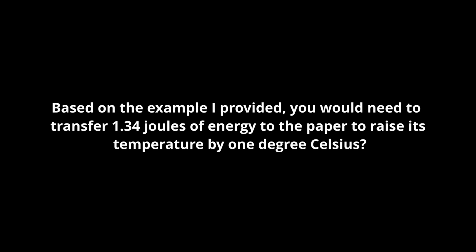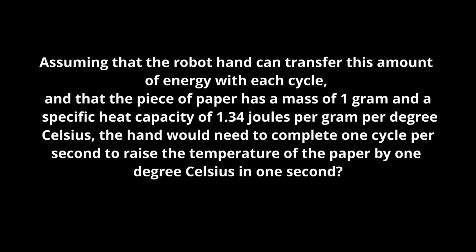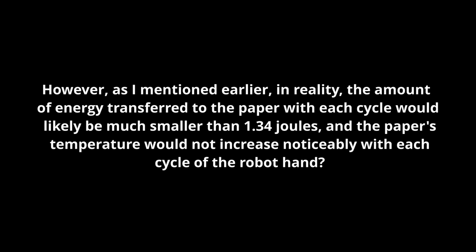Based on the example I provided, you would need to transfer 1.34 joules of energy to the paper to raise its temperature by 1 degree Celsius, assuming that the robot hand can transfer this amount of energy with each cycle, and that the piece of paper has a mass of 1 gram and a specific heat capacity of 1.34 joules per gram per degree Celsius. The hand would need to complete 1 cycle per second to raise the temperature of the paper by 1 degree Celsius in 1 second. However, as I mentioned earlier, in reality, the amount of energy transferred to the paper with each cycle would likely be much smaller than 1.34 joules, and the paper's temperature would not increase noticeably with each cycle of the robot hand.